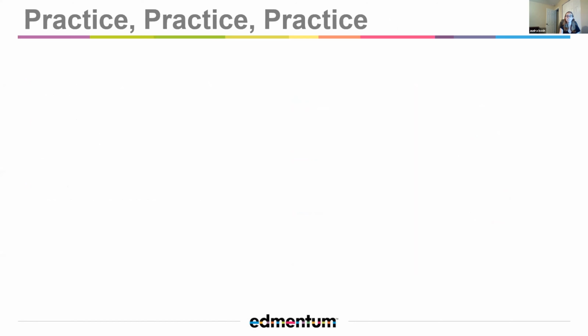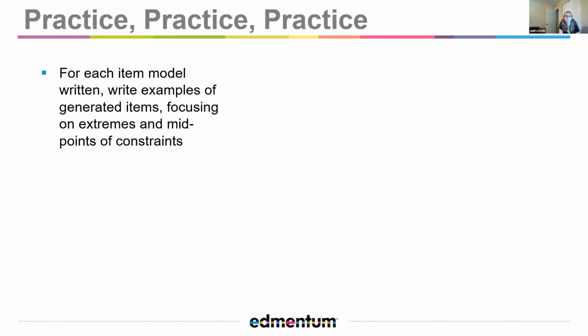The third thing to consider, like anything, is that you can never get enough practice. So once you have tinkered and played around, when you are ready to start writing real operational item models, you can practice by writing examples generated from that model, similar to what I was just talking about, but focusing on the extremes and midpoints of your constraints.